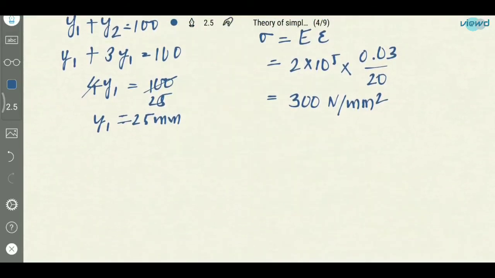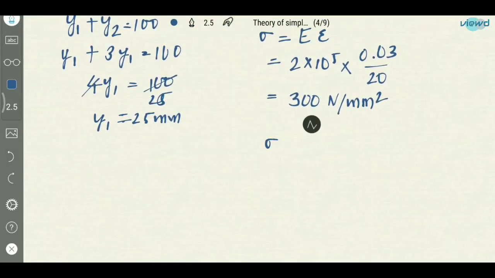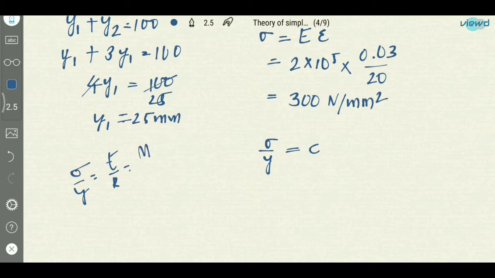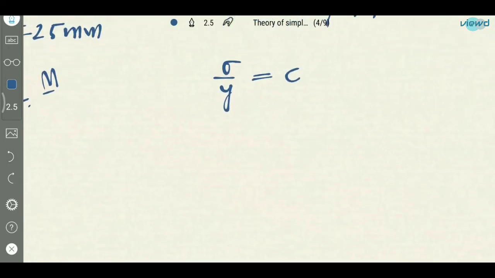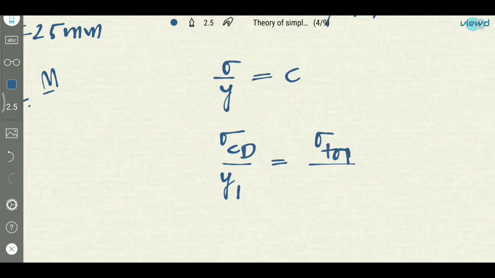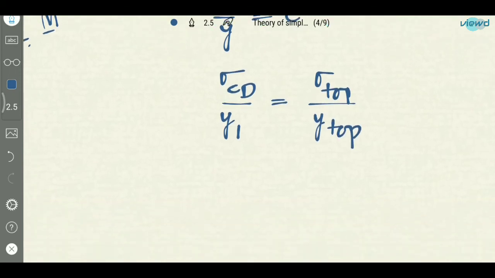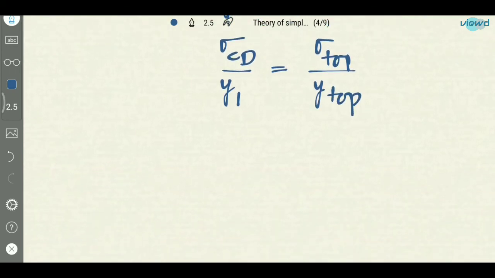We know that there is an equation like this. Sigma by y is equal to constant, because sigma by y is equal to E by R is equal to M by I. So the ratio will be constant for any layer. If we say sigma CD by y1, where y1 is the distance of CD from neutral axis, then sigma CD divided by y1 is equal to sigma top divided by y top. So can we write like this? Yeah. And what is sigma CD?